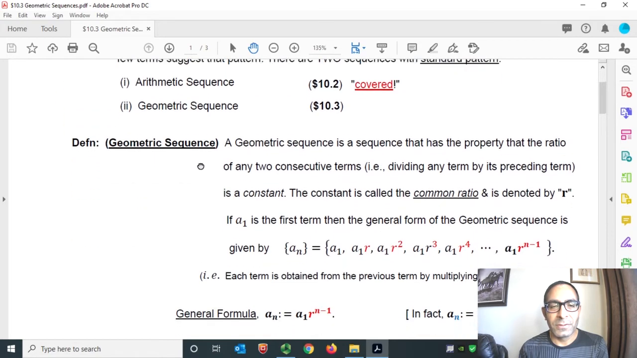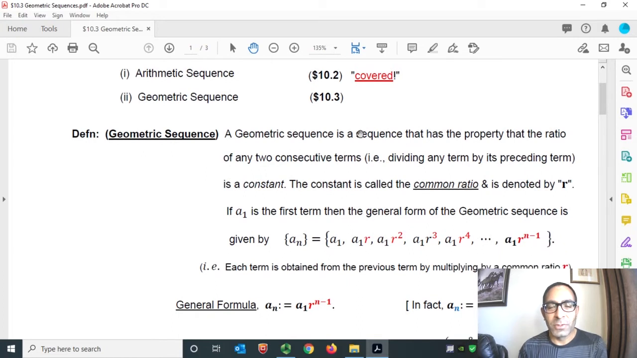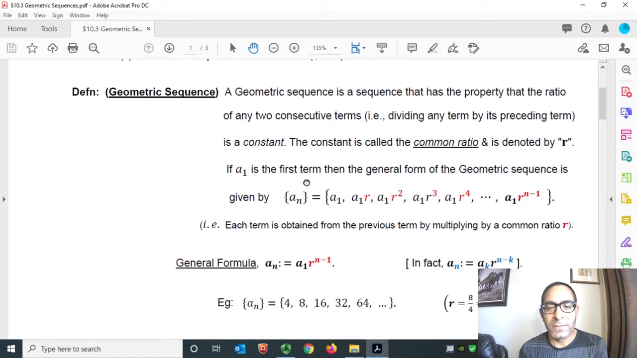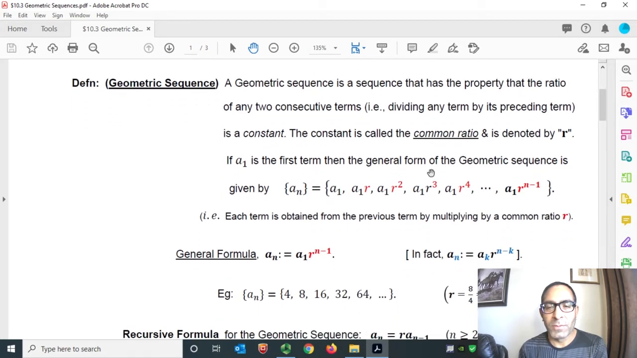First, the definitions. A geometric sequence is a sequence that has the property that the ratio of any two consecutive terms in the sequence is a constant. The constant is called the common ratio and is denoted by the letter r. If a1 is the first term, then the general form of the geometric sequence is given by this form.